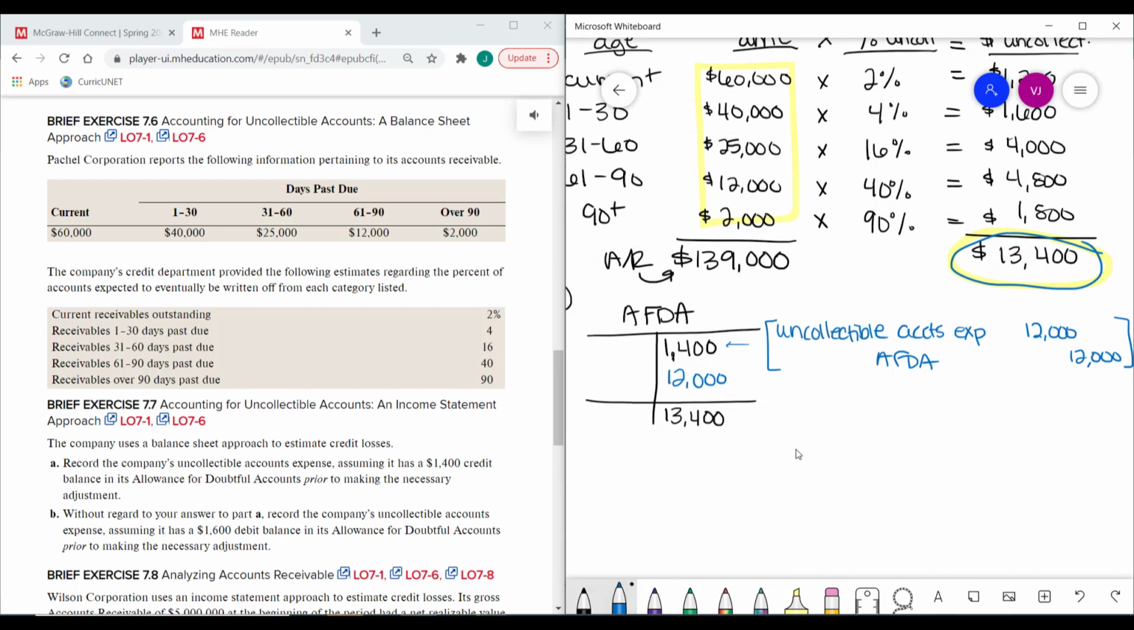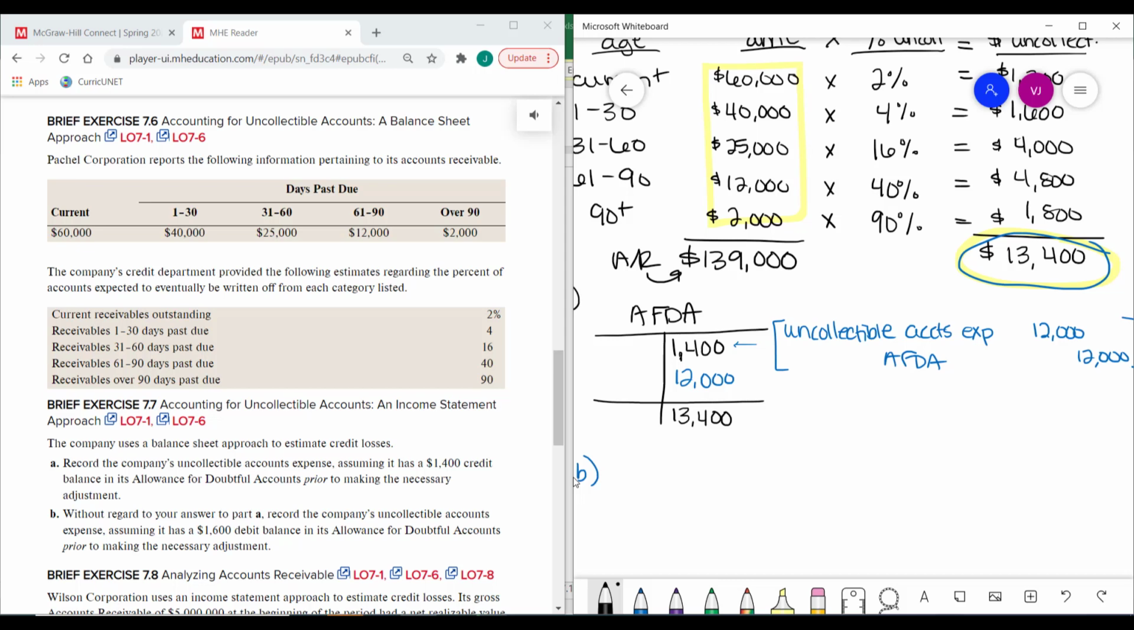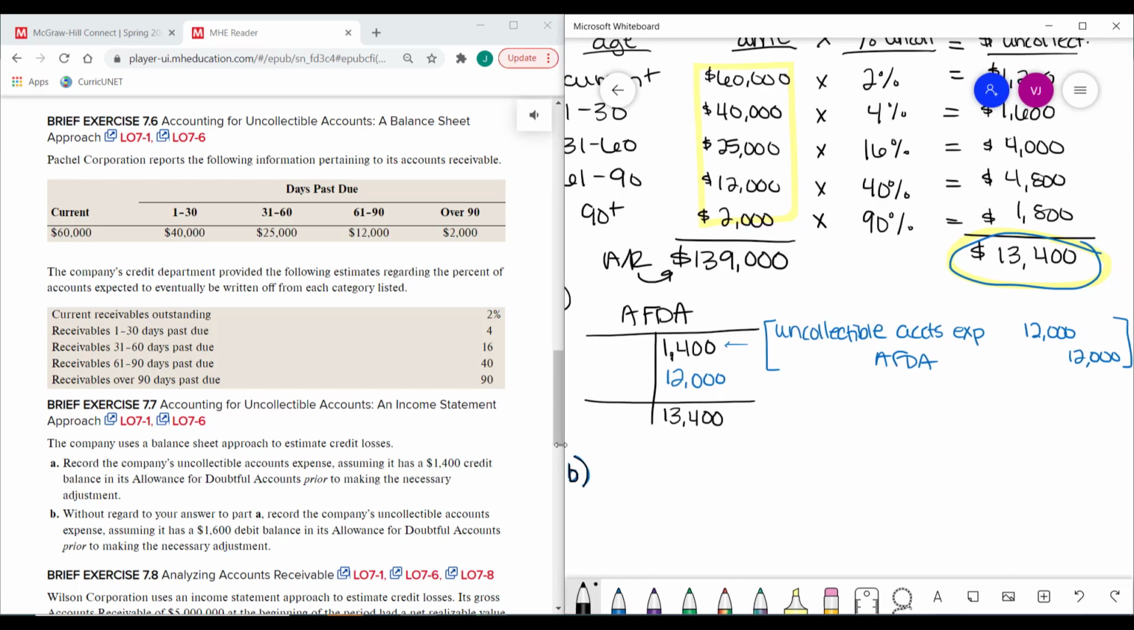Okay, so that was for A. But for B, they're asking us, okay, using that same information, what would that entry look like? They're asking instead if the allowance for doubtful accounts, instead of having a credit balance, actually had a debit balance of $1,600. Well, how could this ever happen?